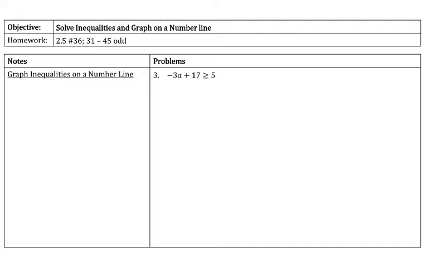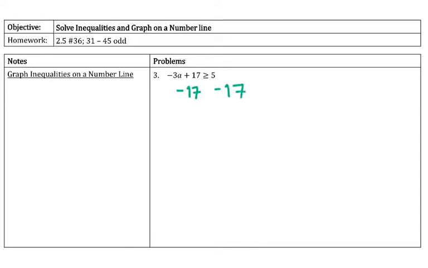Now, let's look at one that's a little bit more complicated, and we're also going to talk about graphing on a number line. So let's just start by solving. We've got -3a plus 17 is greater than or equal to 5. So just like we would if this was a regular equation, we're going to start by getting rid of the addition. So we'll subtract 17 on both sides.